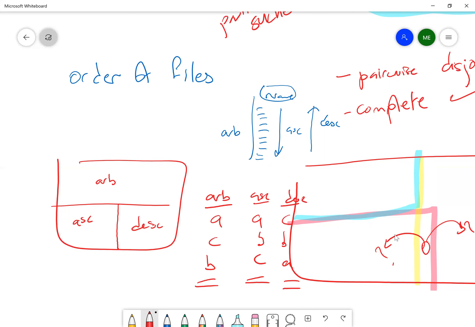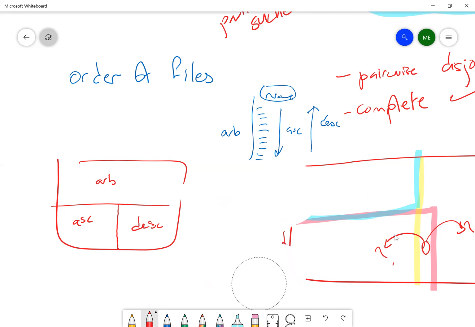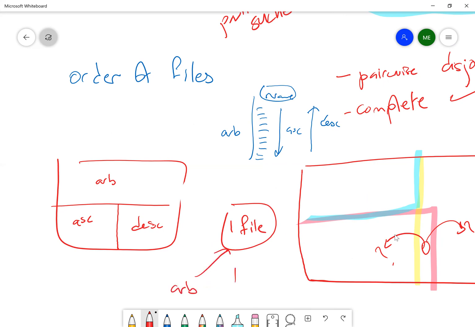All right. And at first glance, ostensibly, this satisfies the two criteria of being pairwise disjoint and complete. But what if I have a scenario where the file folder that I'm dealing with just has one file in it? Okay. This is a situation that I'm dealing with. So this actually satisfies being arbitrary. It also satisfies being ascending. It also satisfies being descending.